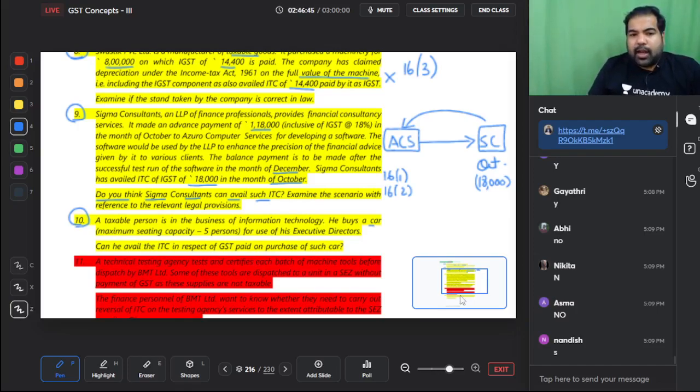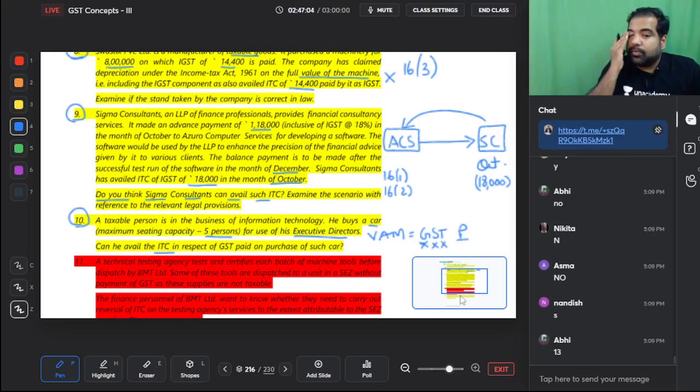Guys, they bought a car with 5% capacity for the executive director. Can he avail ITC? Is it VAT? Yes. Is it GST, please? Is it for goods? No. For selling ahead or renting it ahead? No. For training? No. Is it for passengers? Yes. It should be more than 13, not even 13, more than 13. Is it more than 13? No. So can you get ITC on this? No.